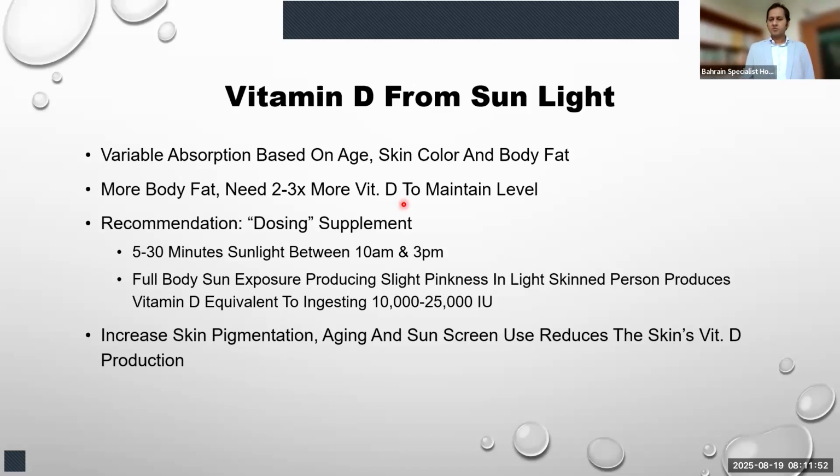And if we talk about how much vitamin D is produced, if a light-skinned person is exposed to the sunlight and it produces light pinkiness, then it produces 10,000 to 25,000 international units of vitamin D in a single exposure.